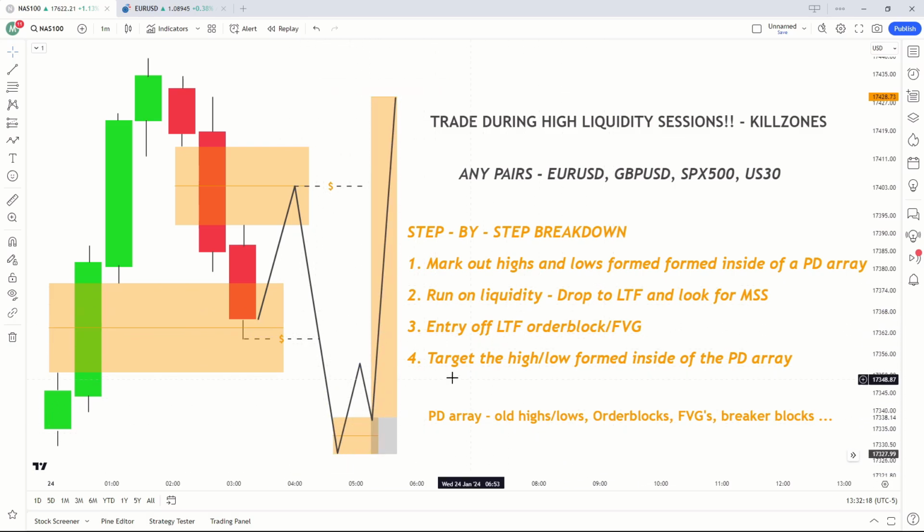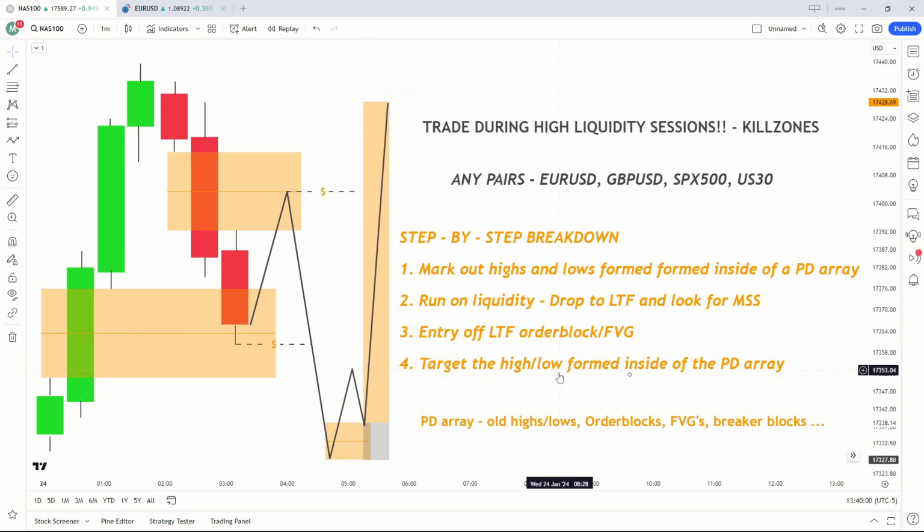So once we've gotten our run on liquidity, this displacement leg right here, we want to look, once our market structure shift is formed, is there an order block or fair value gap that we can enter off? Yes, we take the trade. No, we do not take the trade. If you do not find it, don't force the trade, leave it. Simply, sometimes the best answer in trading is to not trade at all. That is the most profitable solution.